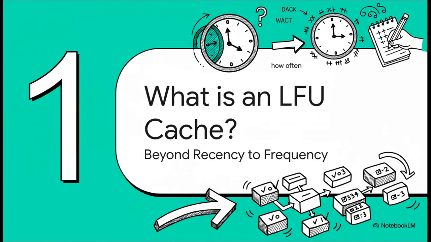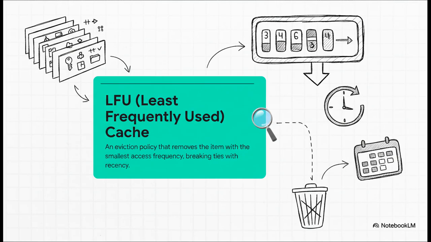All right, so what's the big idea here? It's really all about a shift in thinking. We're moving away from caring about when something was last used to caring about how often it's been used. It's a whole different game. Here's the rule of the road. When an LFU cache gets full and needs to make space, it looks for the item with the absolute lowest access count and boots it.